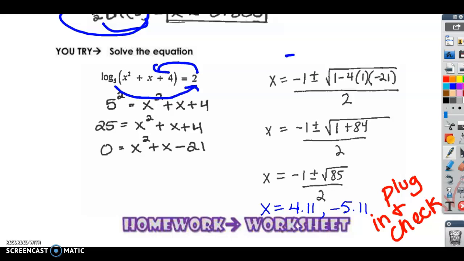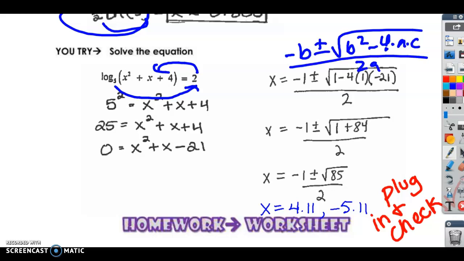So that's negative b plus or minus square root of b squared, which is always positive. b squared is always positive. So if b is a negative number and you square it, it's going to be positive. b squared minus 4 times a times c, all over 2a. So you just throw those numbers in and you see what you get.